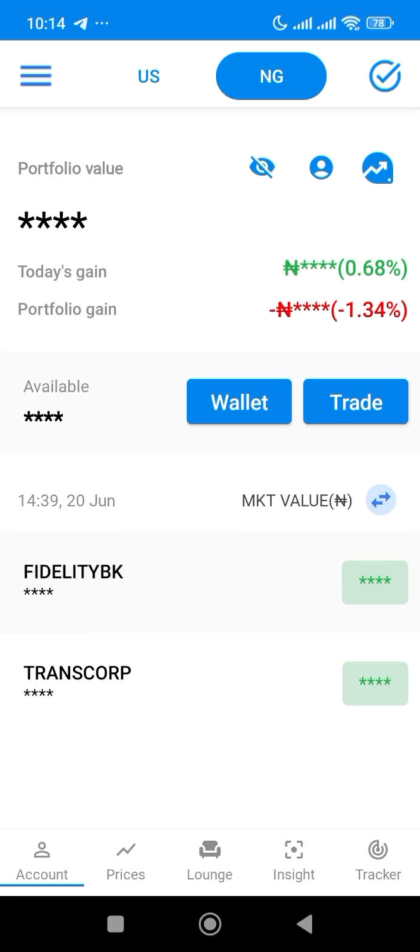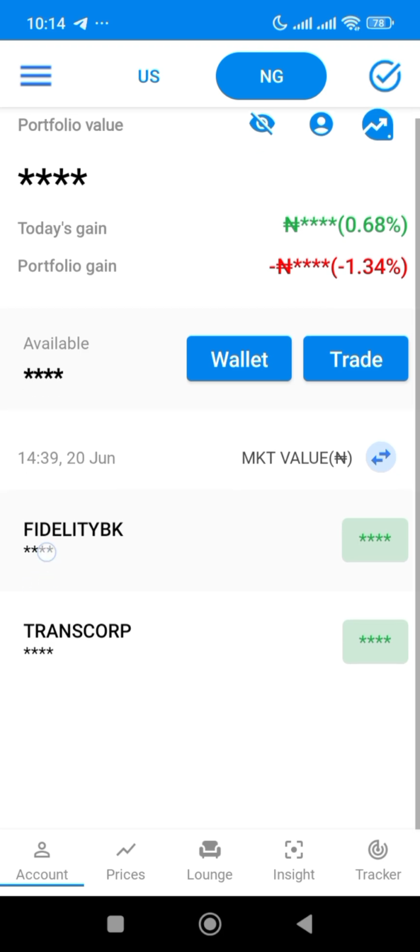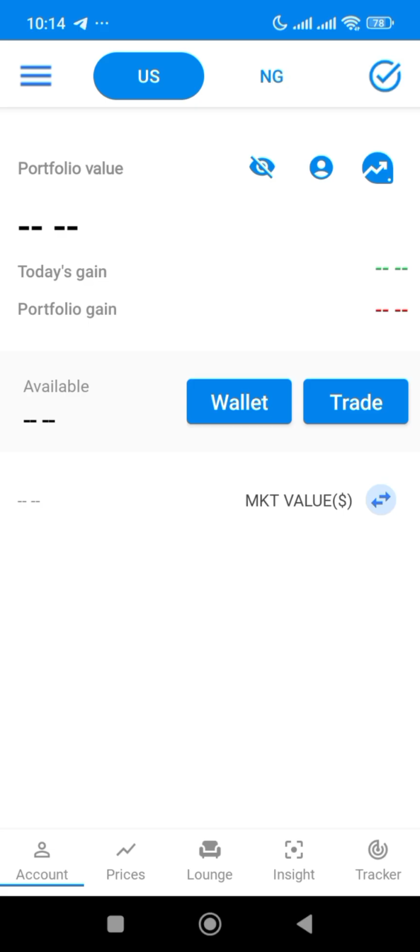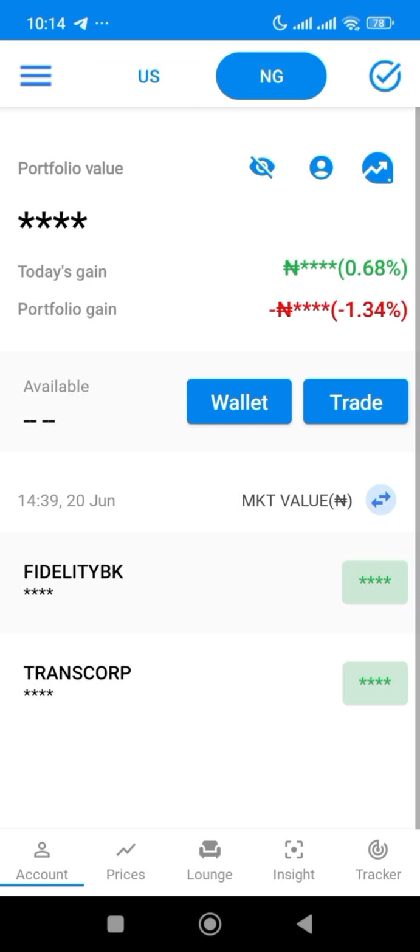The first thing to consider before you invest in a brand, make sure one, they are reliable, and make sure that that company serves the needs of the people. You can either invest in the Nigerian Stock Exchange or in the US Stock Exchange. As you can see over here, we have US, and if you tap here, we have NG, which is the Nigerian stock market. As a beginner, you can start with the basics, which is the Nigerian stock exchange market, because of the cost effective nature.